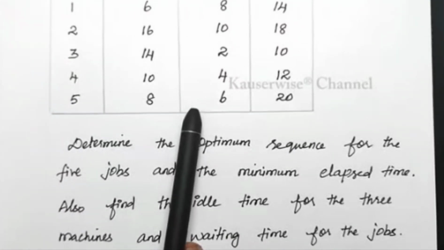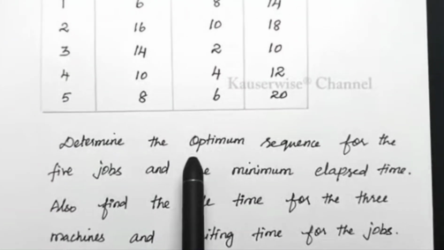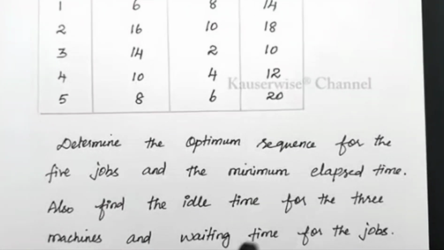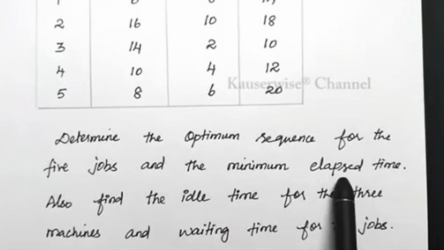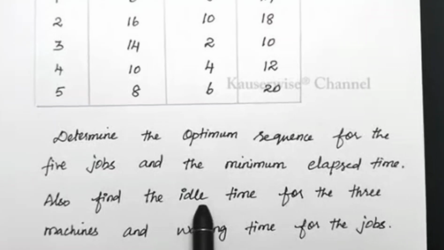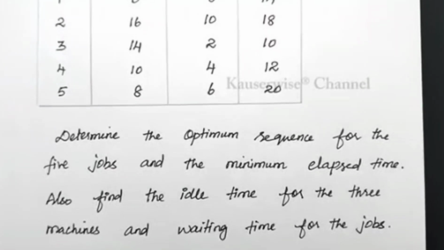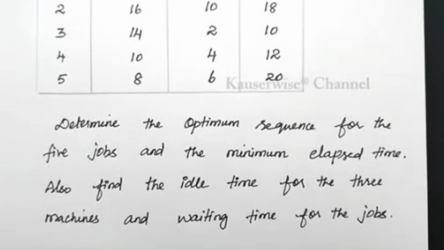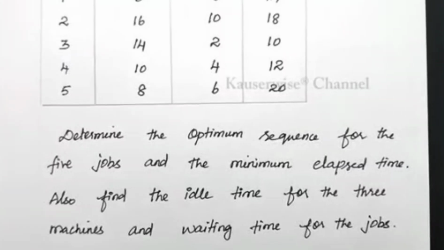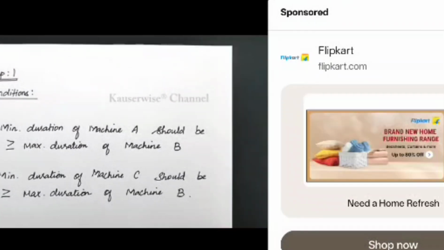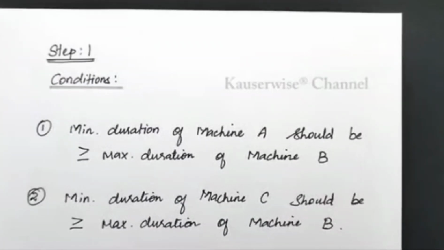Okay, so with this information, they're asking us to find out the first one, optimum sequence, the next one, minimum elapsed time, the third one, idle time for 3 machines, and the fourth one, waiting time for the 5 jobs. Okay, now see the solution. In order to solve the problem, first we need to check the condition.